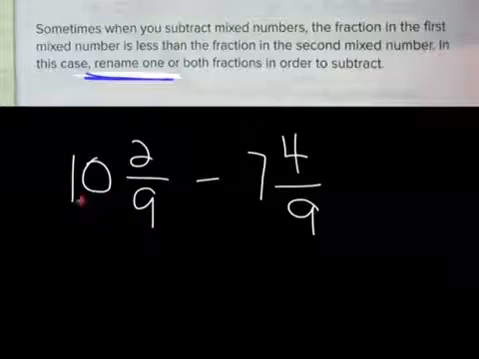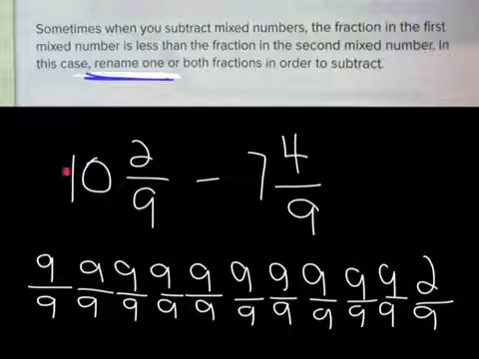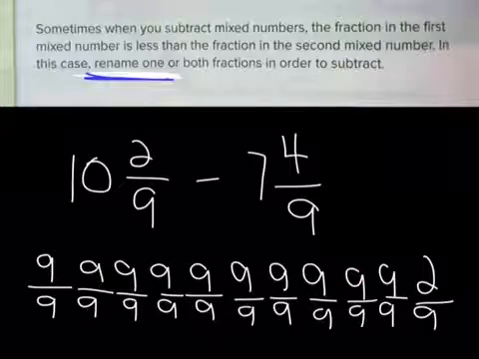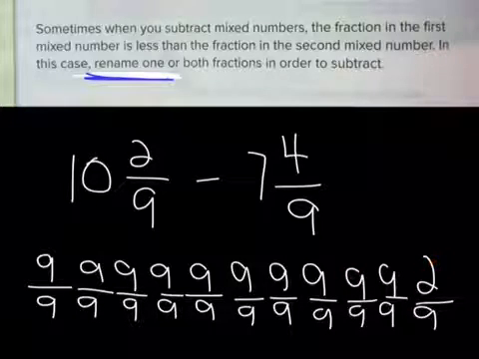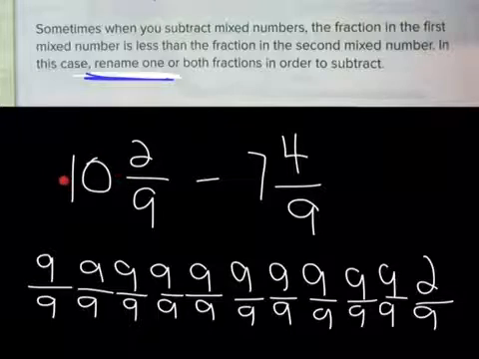Here, boys and girls, we have 10, 9 out of 9. We have 10 of them. So if I were to draw it out, it would look like this, where I have 10 whole numbers: 1, 2, 3, 4, 5, 6, 7, 8, 9, 10, and 2 9ths. You see that? It's a huge, huge fraction, but we draw it as 10 wholes.